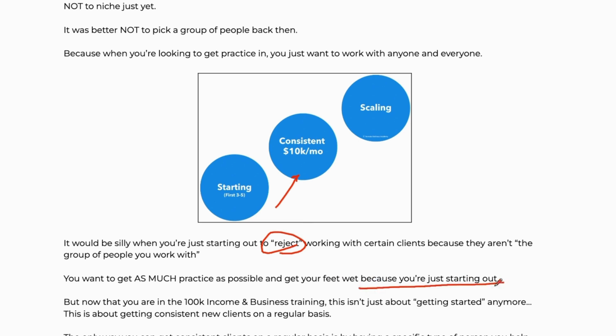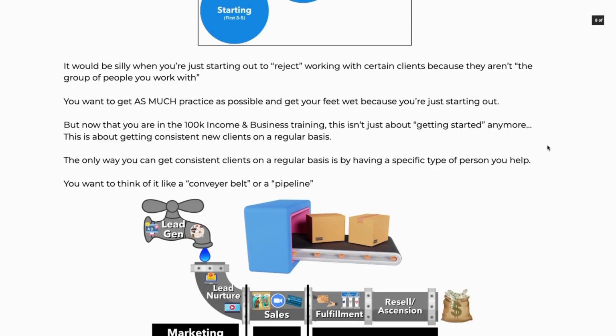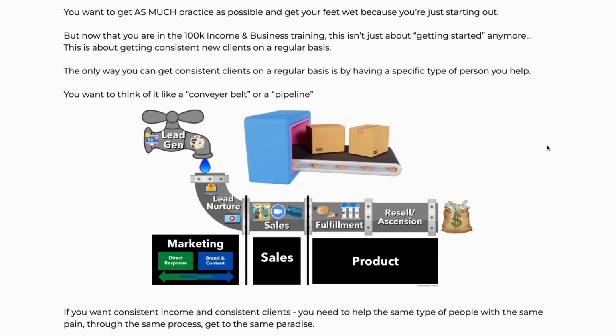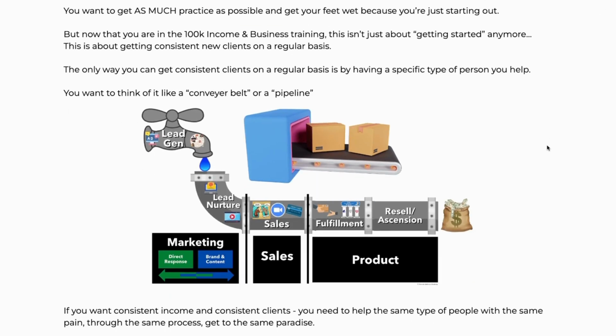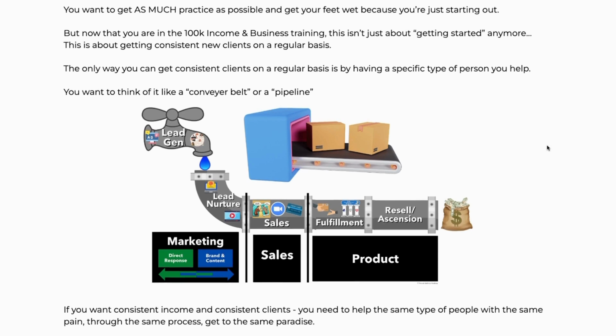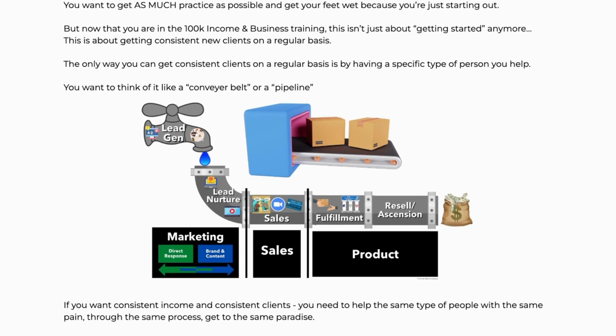But after you've gotten as much practice as you need and gotten your feet wet, you're not in that getting started phase anymore. You're in the 100K income and business training. Now it's all about getting new clients on a consistent, regular basis. And the only way to get consistent clients on a regular basis is by having a specific type of person that you can help.